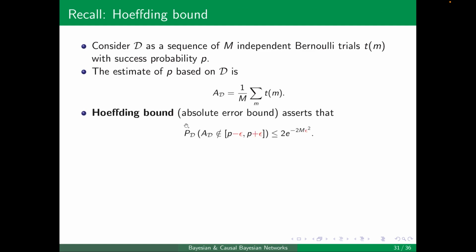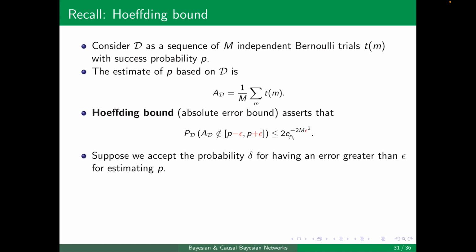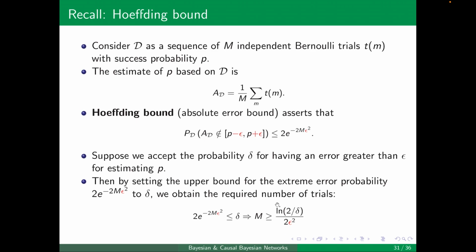Now, the Hoeffding bound, also known as the absolute error bound, says that the probability that this estimate is away from the actual value p by a distance of more than epsilon is bounded by this value. So the probability that this estimate is too far from the actual value, and by too far I mean more than epsilon, is this small. Suppose we want to bound this probability by delta, then we get that M needs to be at least this value. This is how the Hoeffding bound helps us.